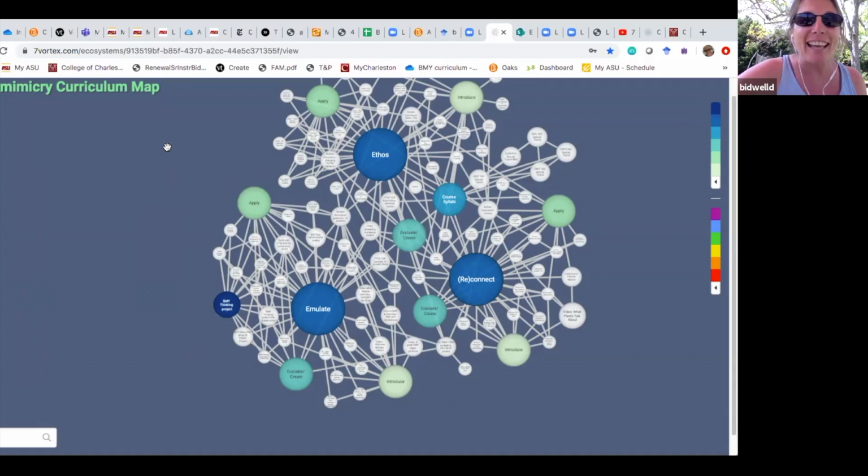Nonetheless, on the plus side, it's really a powerful way to organize curriculum. And so I think there's just enormous potential for teaching educators how to use 7 Vortex. And that's why I was thinking about it at a university licensing level, or within an educational system. Teaching teachers how to use this is going to be powerful.